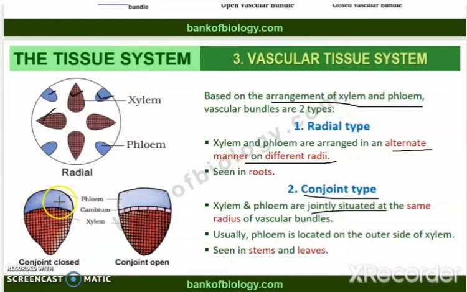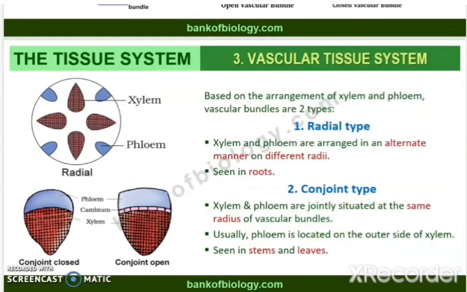Okay, and usually which tissue is seen outside? It is the phloem. So phloem is located on the outside of the xylem. And where do we see this type of arrangement? We see this in stems and leaves, right? So in roots we see the radial type, and in stems and leaves we see the conjoint type. Clear with open type, closed type, radial type and conjoint type, children?